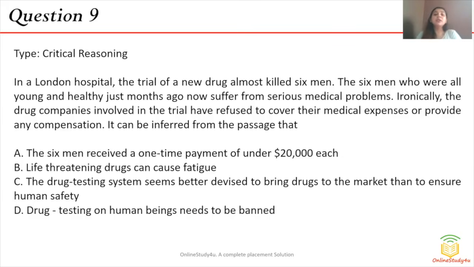Drug testing on human beings needs to be banned. That is your correct answer option. What we need to do is stop this drug testing on human beings, because we do not know what the effect of this is going to be. We do not know if it is going to affect somebody fatally. So D is your correct inference for this question.